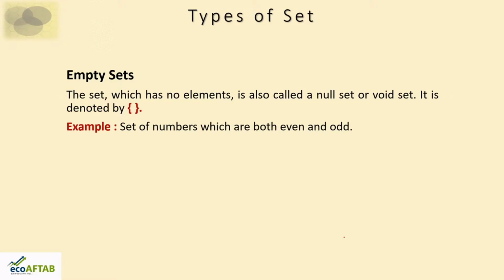So for a set of numbers, can you give an example where a number is both an even number and an odd number? Is it possible? No. So no number is both an even number as well as an odd number.